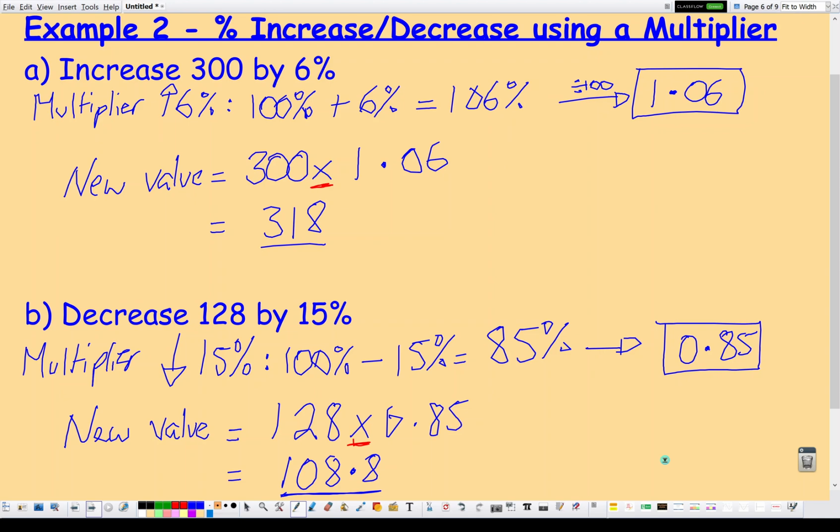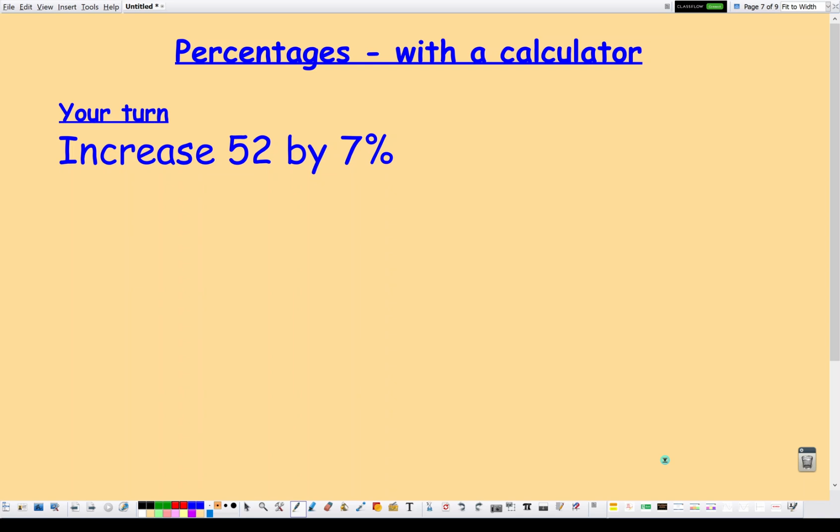Right, using that exact same process, I want you to do this next question over the page. So your turn is to increase 52 by 7%. Find the multiplier for an increase of 7%. Then all you have to do is multiply 52 by that, whatever that is as a decimal. When you've got an answer, throw it in the chat, please. Don't worry about the hands up, just go straight for putting your answer in when you've got it.